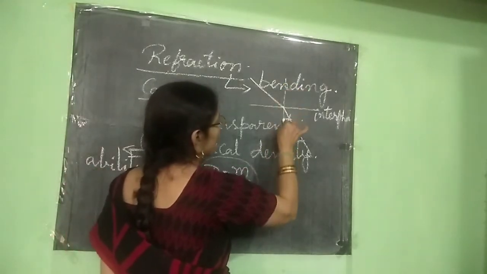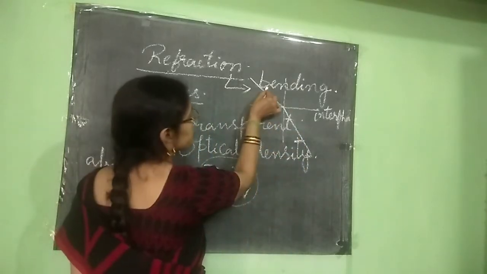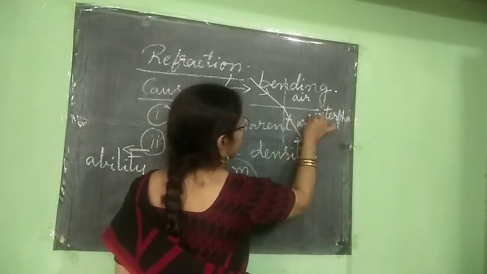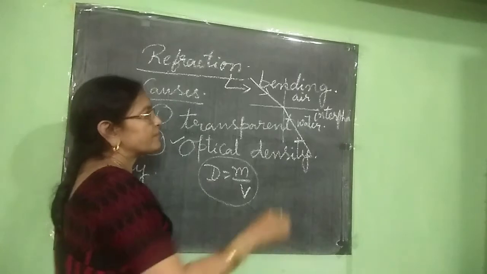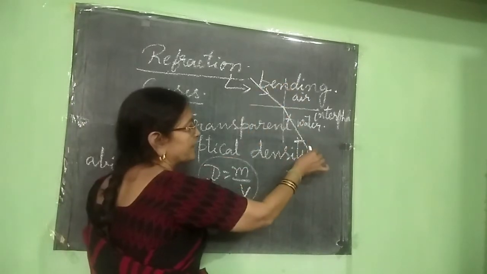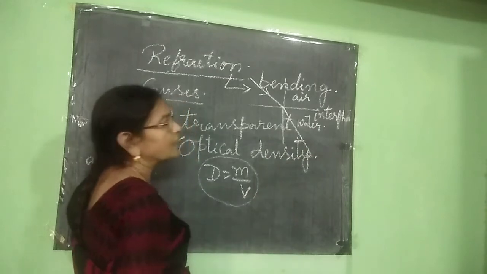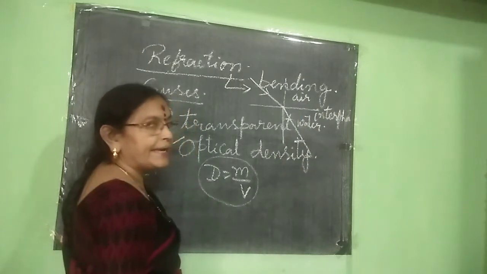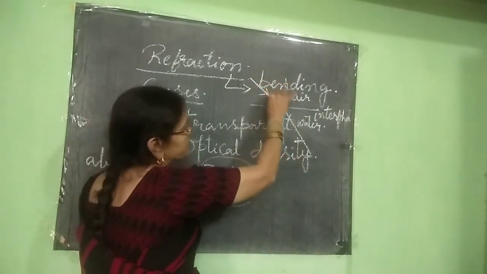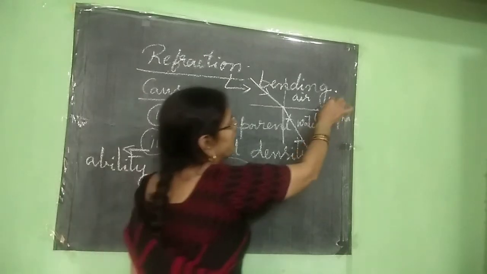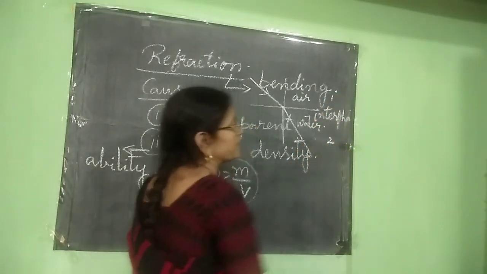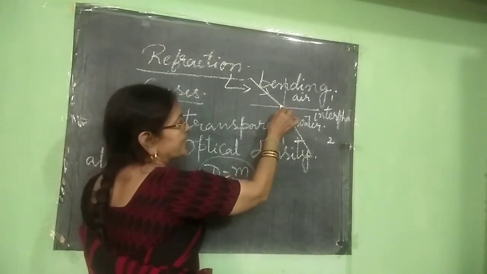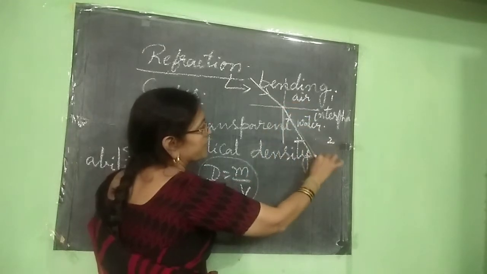Now, if you draw the normal, think that this is the air medium and this is the water medium. Suppose the ray is coming from the air medium to the water medium, it bends towards the normal. That means the optical density of water is more than the optical density of air. So whenever a ray is passing from one medium to another medium, let this be medium 1 and this be medium 2, then it bends at the point of incidence at the interface and travels in the other medium.